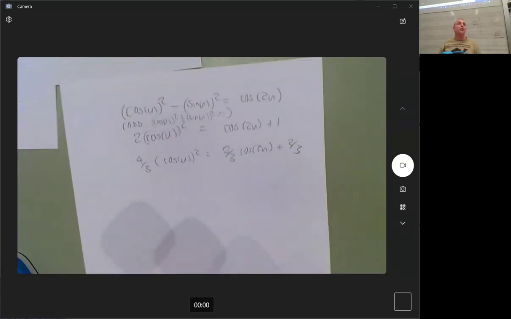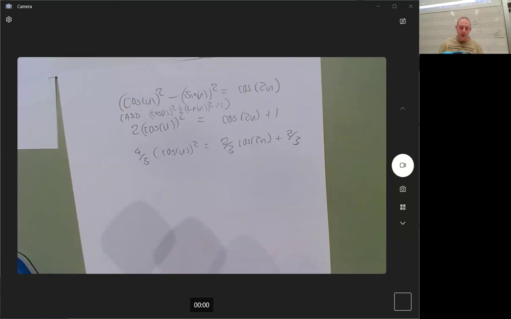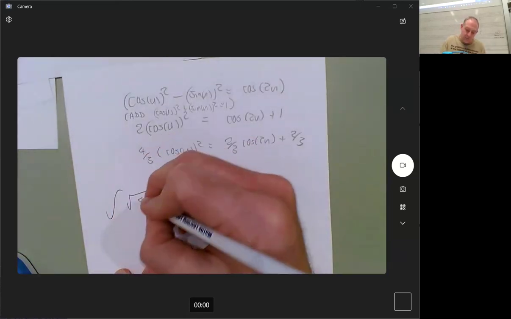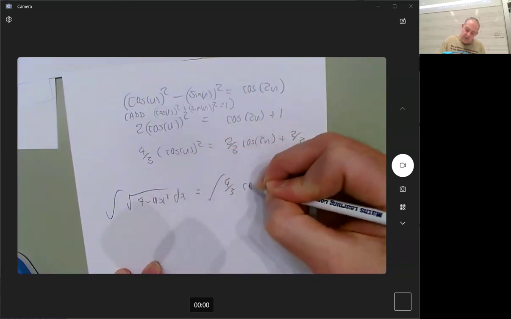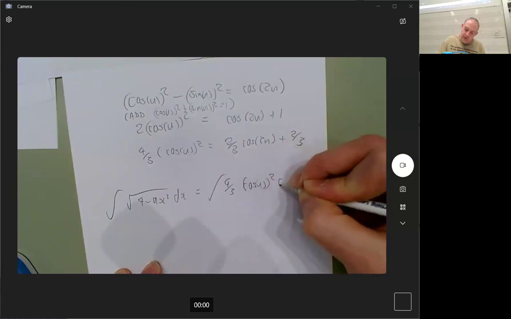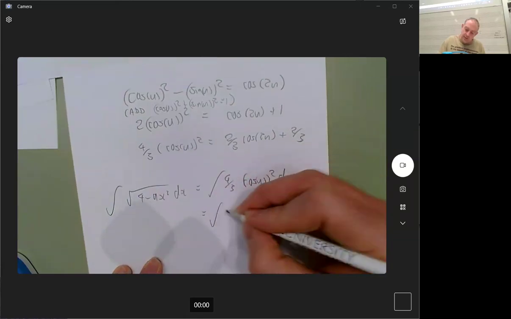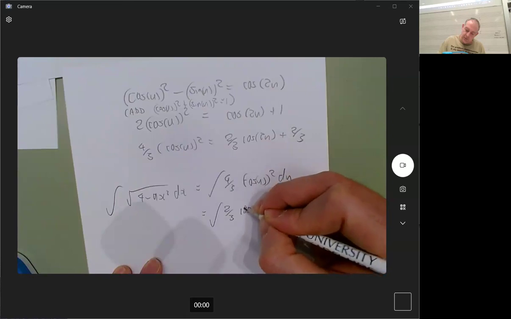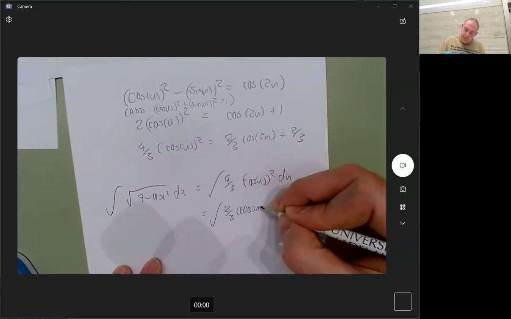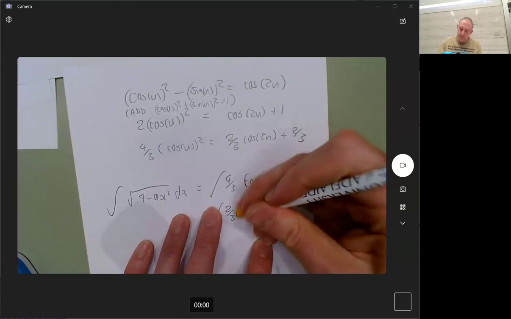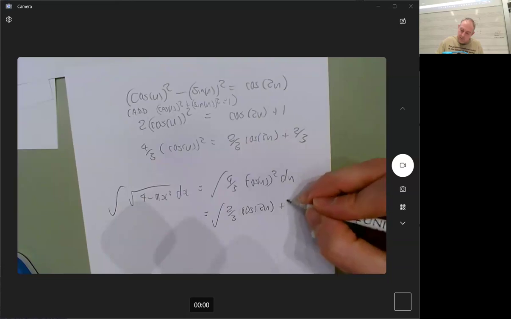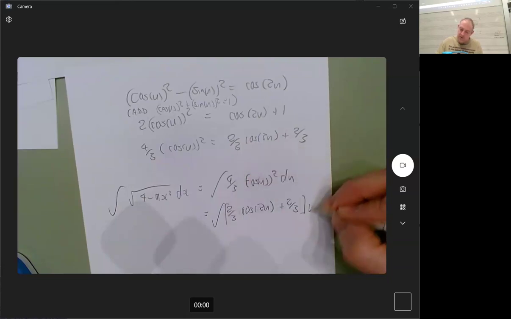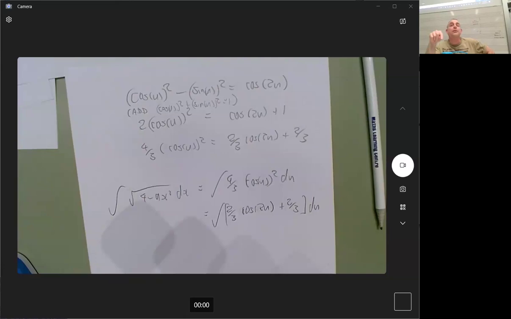And now I can just replace the whole thing. Sweet. And so therefore my integral of root 4 minus 9x squared dx, which at the previous step was the integral of cos squared u du, is now 2/3 of cos 2u plus 2/3 du. So did you notice I used technique 1, rewrite it.